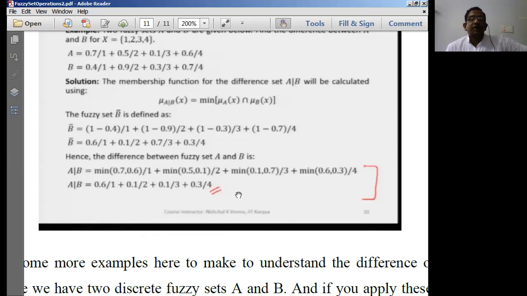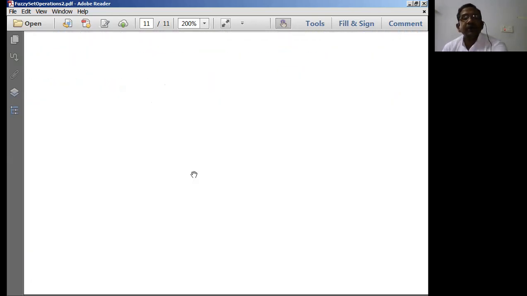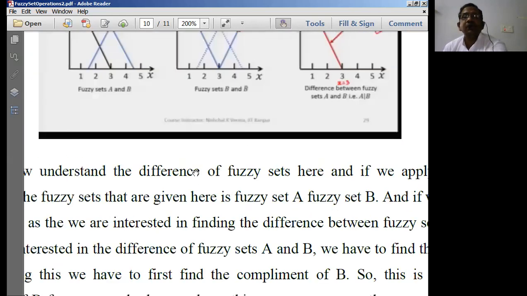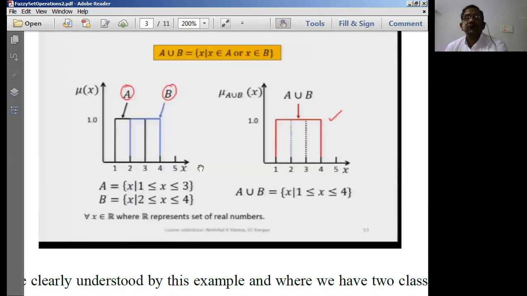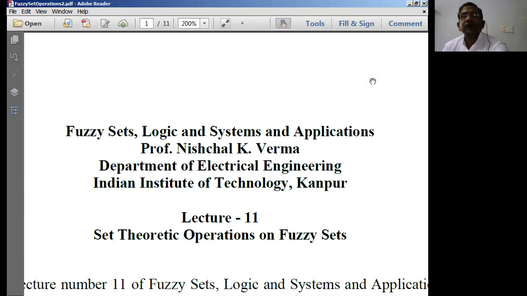So on and so forth we can write, and the minimum among these two will be taken as the resultant value. So what is the minimum of 0.7 and 0.6? This is 0.6. The minimum of 0.5 and 0.1 is 0.1. So this is the resultant of A minus B. Okay, this is the function which we can have. So these are all the basic functions which we will be having in fuzzy set theory.